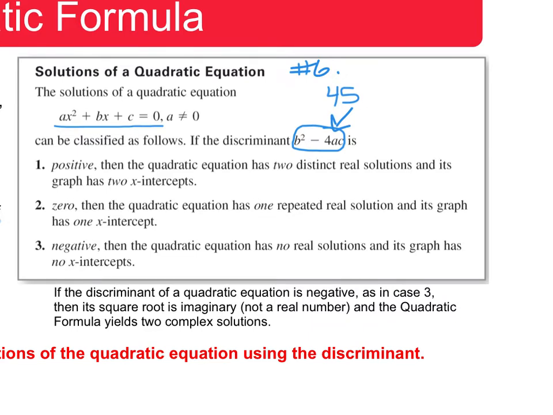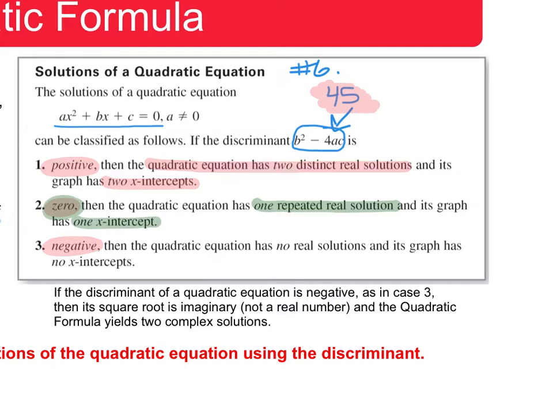And so if I look at my categories here, my categories are, it's either positive, 0, or negative. Well, mine is positive, right? 45 is positive. So that means that the quadratic equation has two distinct real solutions, and the graph has two x-intercepts, which means it crosses the x-axis at 2 points. If your discriminant is 0, that's our next option here, then there's one real solution, one repeated, which means it shows up twice, but it's the same number, and there's one x-intercept.